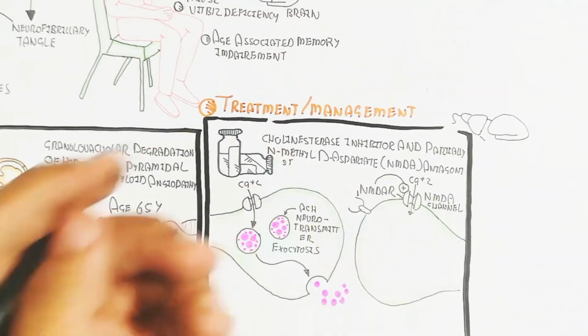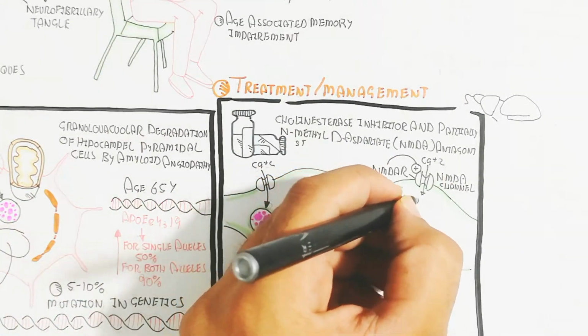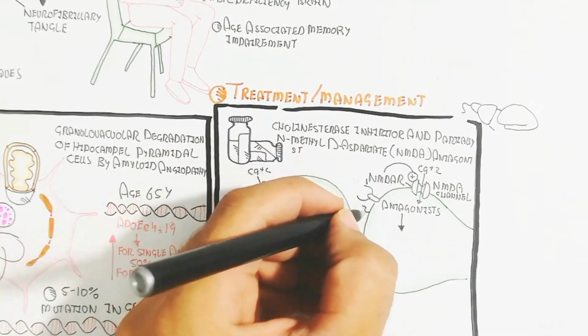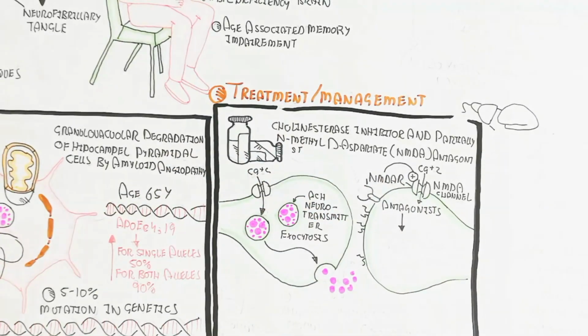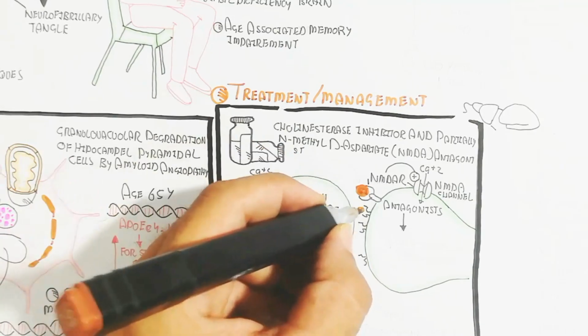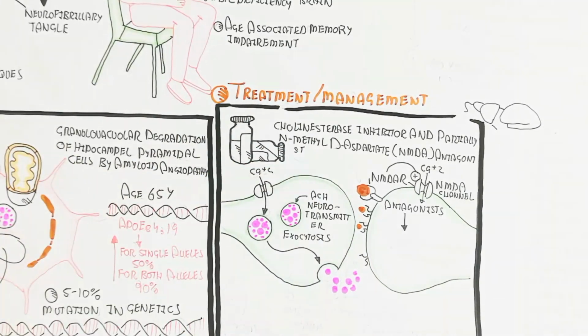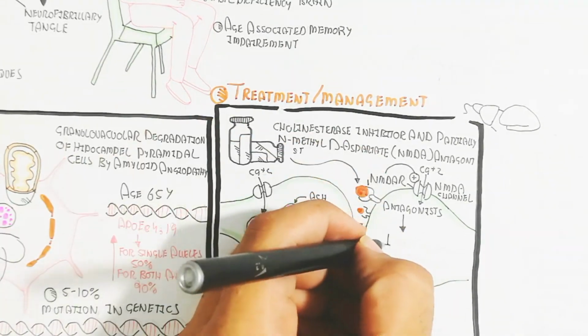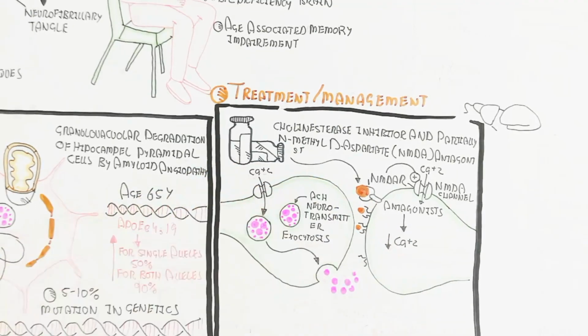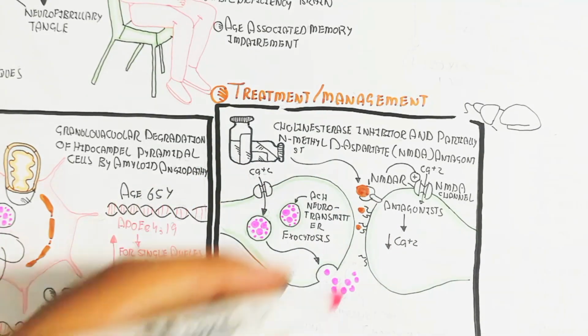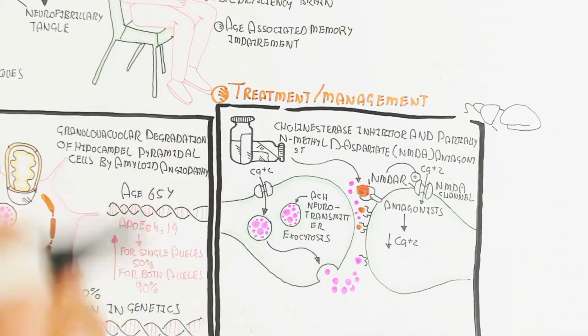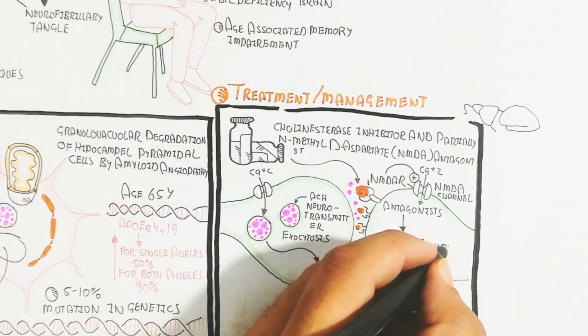Allow the cholinesterase inhibitor and the partially N-methyl-D-aspartate, the NMDA antagonist, used to inhibit the NMDA receptor, will lead to inhibiting the influx through the NMDA channel. In this way, the antagonists will decrease the calcium accumulating intracellularly.